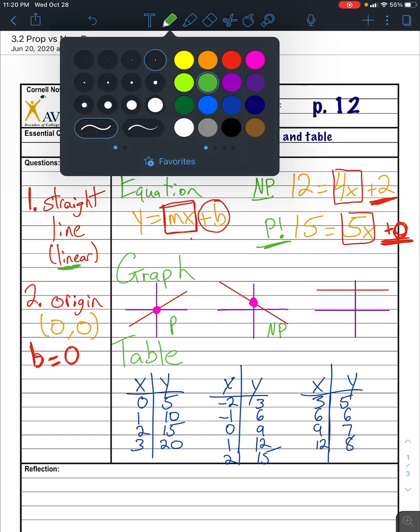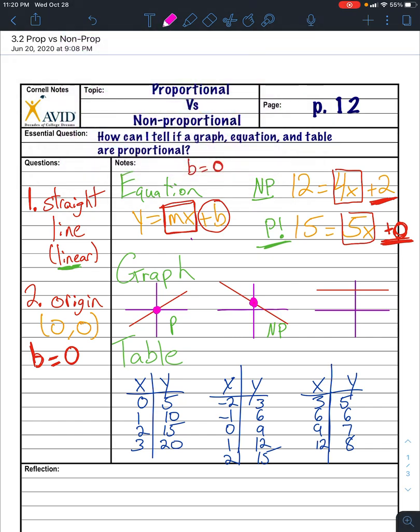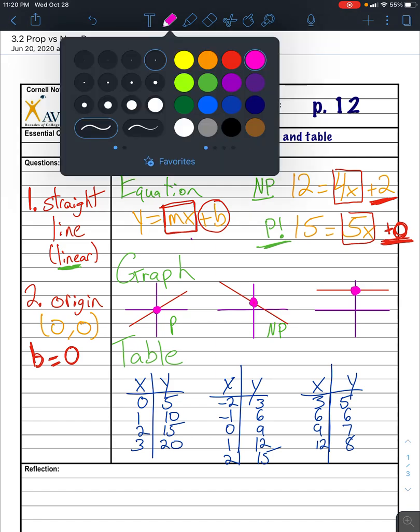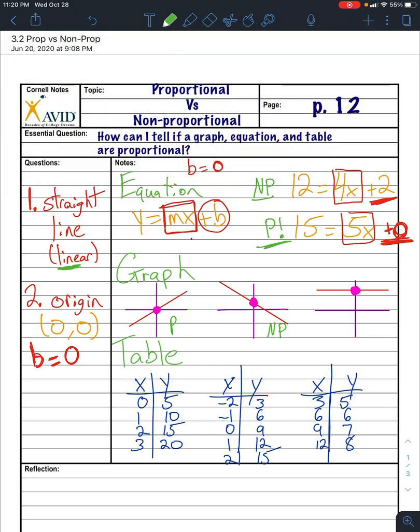And then the last one over here, my y-intercept is up here. Remember, y-intercept is where you cross the y-axis. Yes, this is linear. It's a straight line, but it does not go through the origin, right? It does not go through the center. My y-intercept is not 0, so it's another non-proportional relationship.